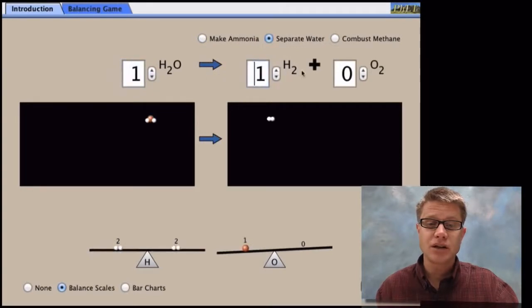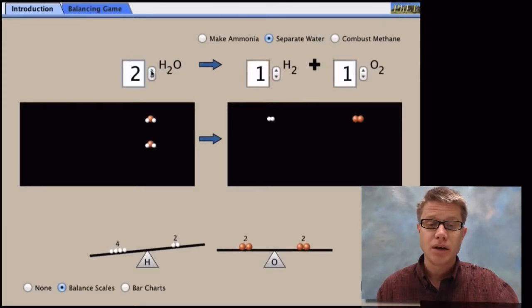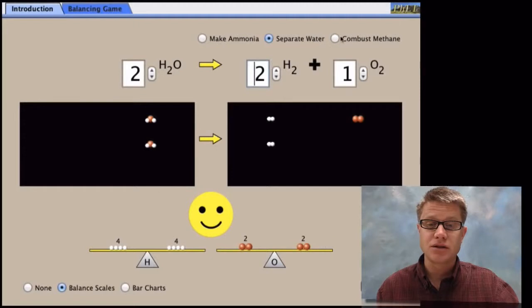And so remember, you can't change the molecule, but you can change the coefficient in front to balance it. Now we've got water. I didn't have enough oxygen on the left, and now I balanced it with hydrogen on the right side.